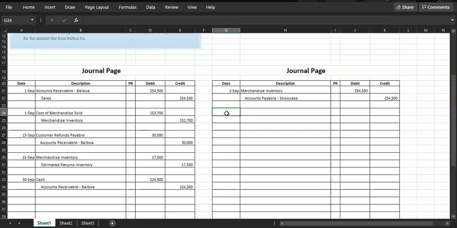Okay, so now we're going to get to the point where we have the return. So on 9/15, look over here at what we did. From the seller's point of view, we used customer refunds payable and we credited accounts receivable. From the purchaser's point of view, we are going to debit our accounts payable.